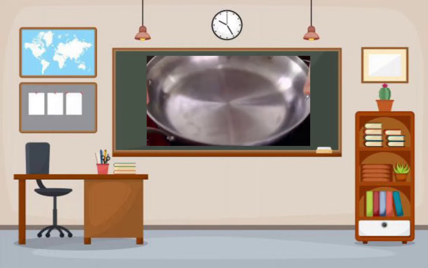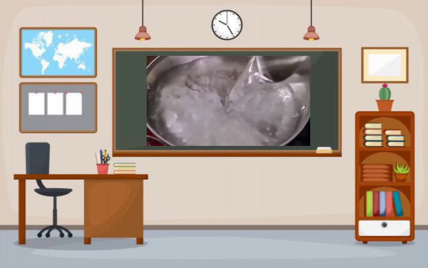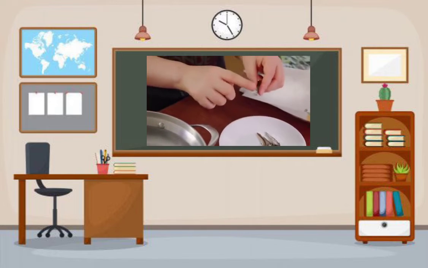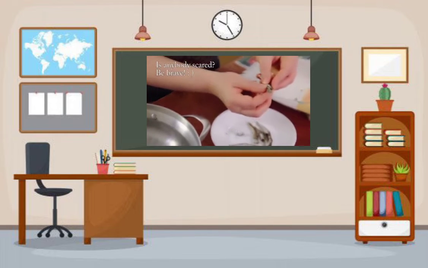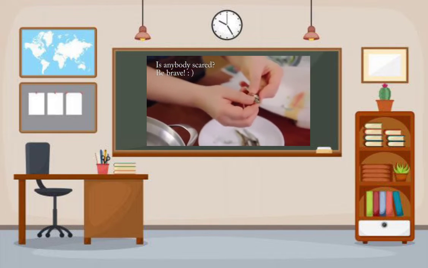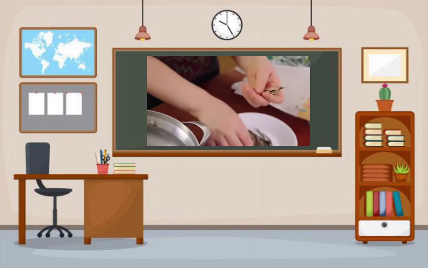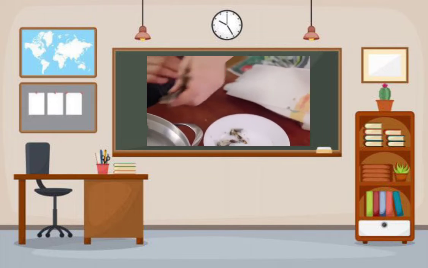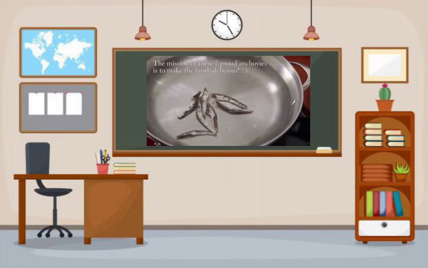Over medium-high heat, 4 cups of water. 7 dried anchovies we need. Remove the heads and guts. Just press this way and take it out. We are going to use 7 dried anchovies. You may ask, oh, how about 8 anchovies? It's okay, 8 anchovies.